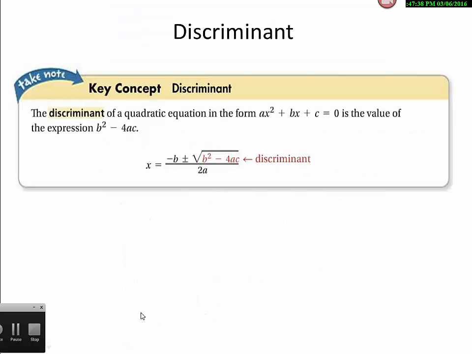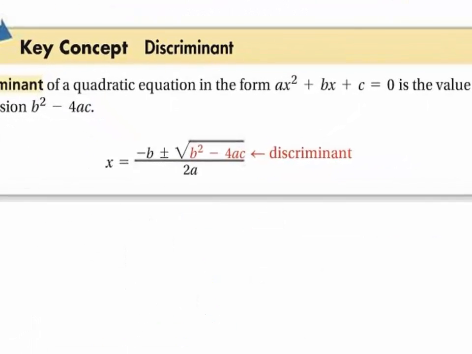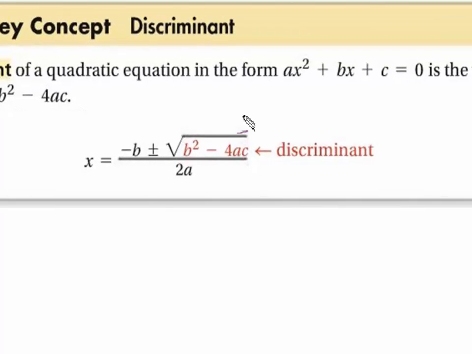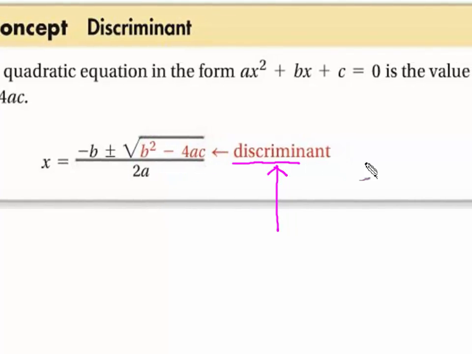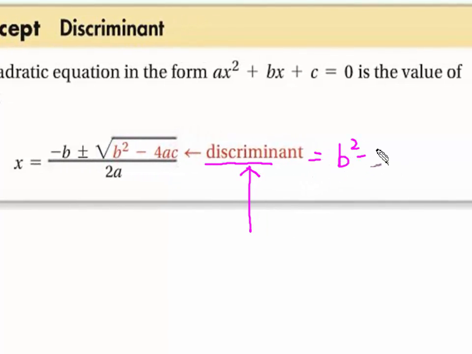The most important concept that we have to learn in this unit is the discriminant. Based on the quadratic formula, we can actually find the value of the discriminant, which is equal to b squared minus 4ac. The value of b squared minus 4ac tells us how many solutions, whether they are imaginary or real, the quadratic equation has.